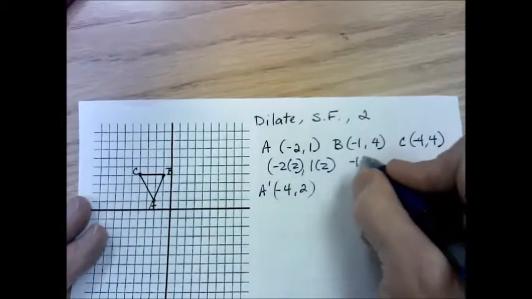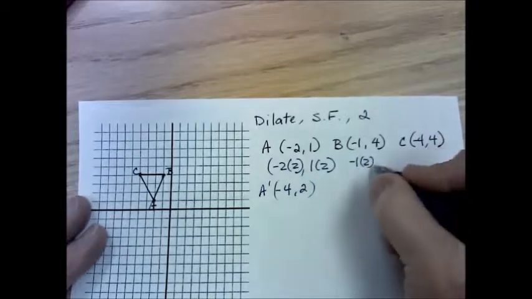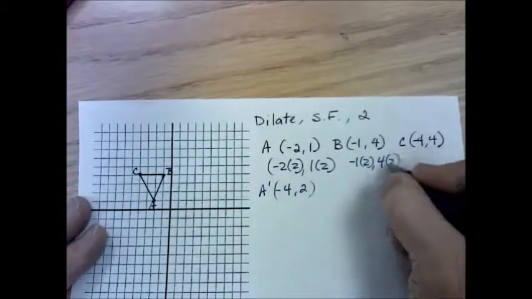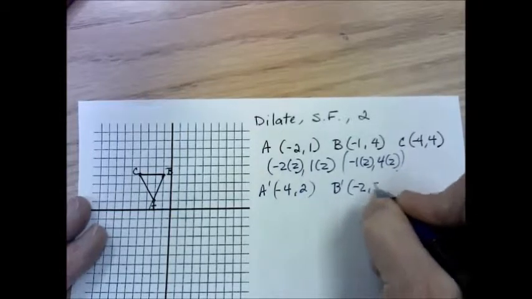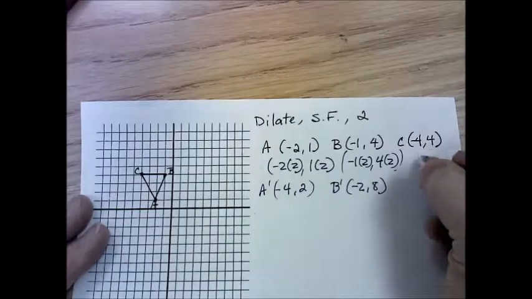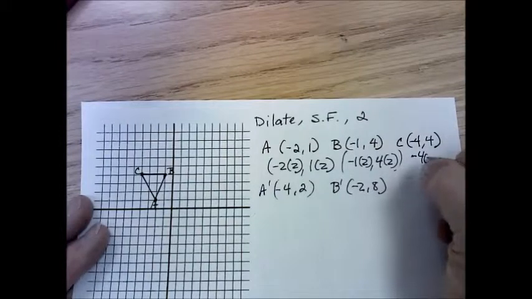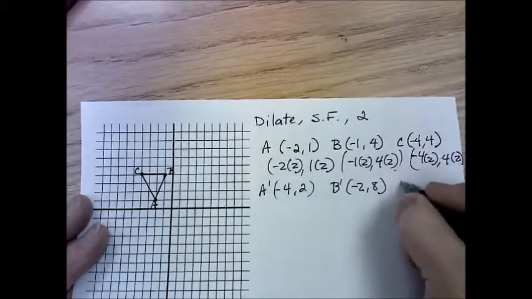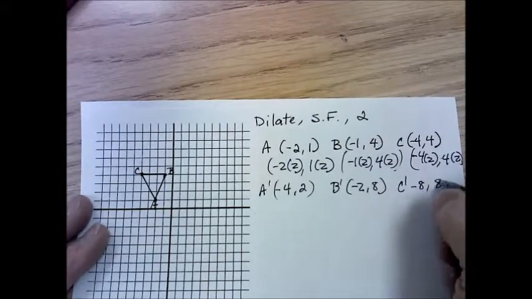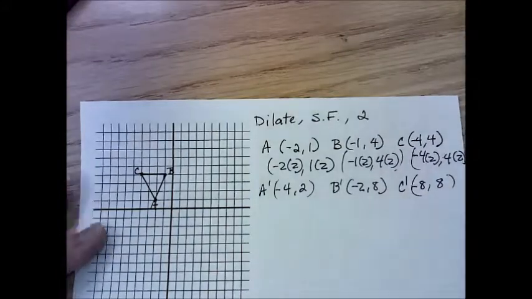I'm going to take -1 and multiply it by 2. And then I have 4 times 2. And so B prime will now be -2, +8. For C, I have -4 times 2 and +4 times 2. So C prime is going to be -8, +8. So let's go ahead and graph those.